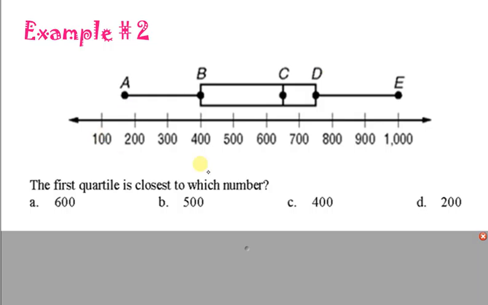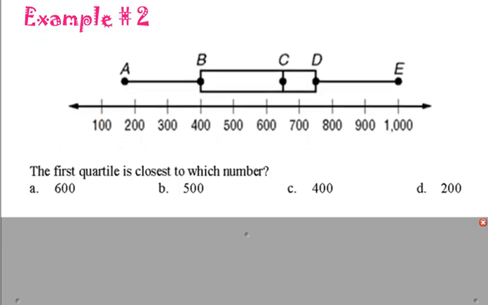All right, so let's take a look at example number 2. And so again, it gives you a box and whisker plot, and I believe this might be the same one as the last example, but we have different questions. The first quartile is closest to which number? Well, first, where's the first quartile? That's going to be the lower quartile. So that's going to be B right here. And so what number does B represent? 400. And that's going to be answer choice C.